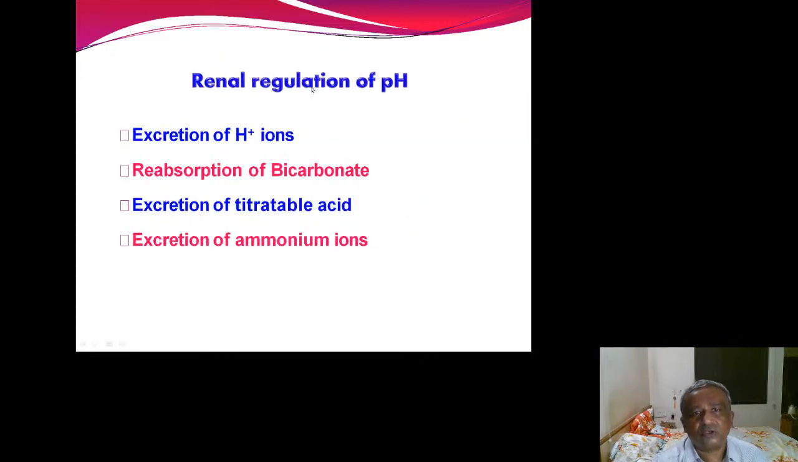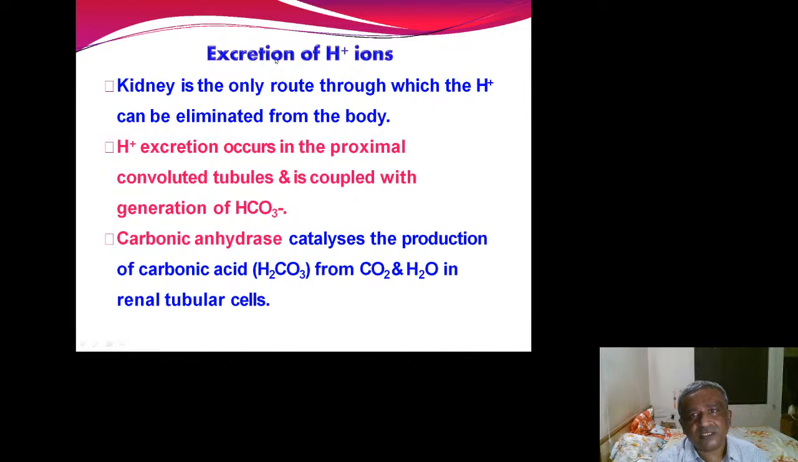The renal regulation of the pH, we will discuss in a few slides, and then we will see a very simple figure which will explain everything. The excretion of H plus ions, the bicarbonate will be retained. The excretion of titratable acids, we will see what is titratable acid, and excretion of the ammonium, that is NH4 plus ions. The excretion of the H plus ions: the kidney is the only route through which the H plus ions can be eliminated from the body.